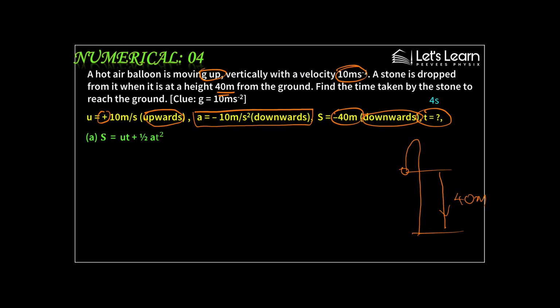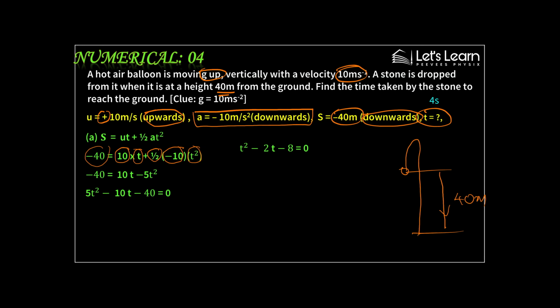Go for the formula s equals ut plus half at square, which doesn't contain v. Plugging the numbers, s is minus 40, u is 10 times t, half a is minus 10 t square. Minus 40 equals 10t minus 5t square. Moving all of them to one side, it becomes 5t square minus 10t minus 40 equals 0, which is a quadratic equation. Dividing all the terms by 5, it gives you t square minus 2t minus 8 equals 0.